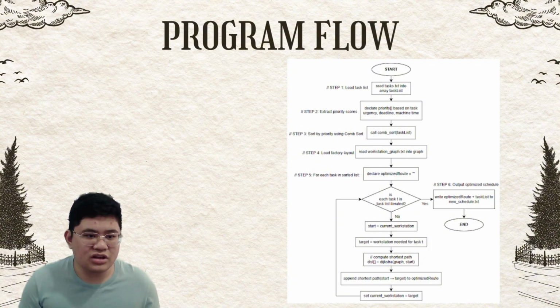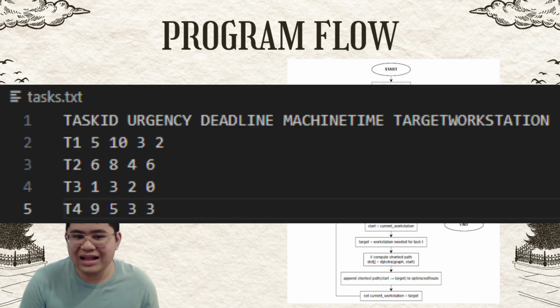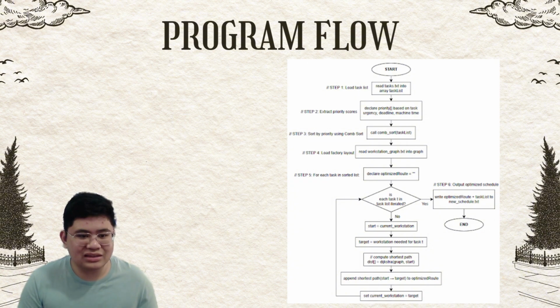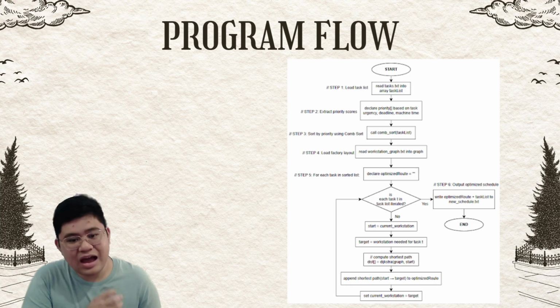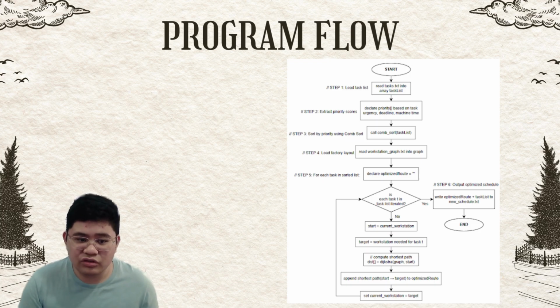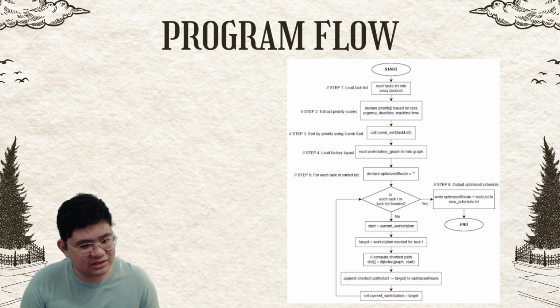This is the flow of our production scheduling algorithm. The first step of the program is to load the task list from the file called task.txt. Each task includes a unique ID, its urgency level, deadline, required machine time, and the target workstation where the task must be completed. For example, our sample input contains 4 tasks. The program reads each line and creates a task object in memory. This ensures all necessary task attributes are stored and accessible for subsequent scheduling.